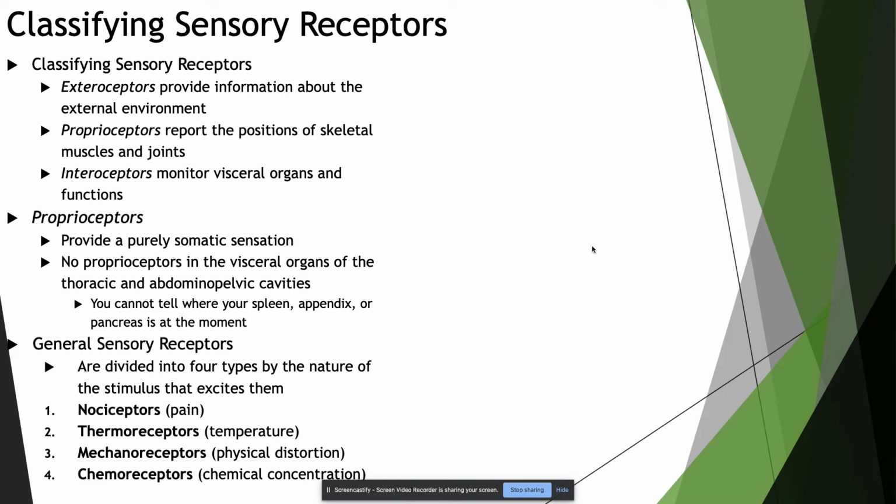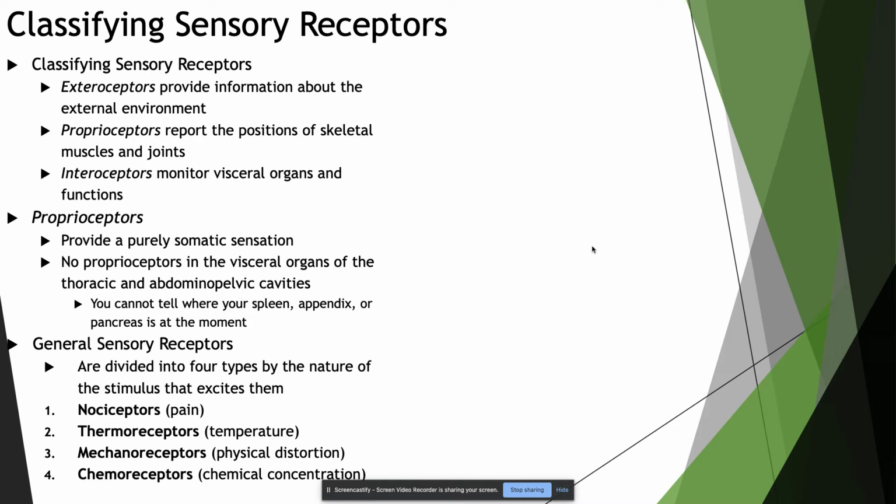So if we were to use a more detailed classification system, we can divide the general sensory receptors into four types by the nature of the stimulus that excites them: nociceptors, thermoreceptors, mechanoreceptors, and chemoreceptors. Each class of receptors has distinct structural and functional characteristics. The difference between a somatic receptor and a visceral receptor is its location, not its structure.